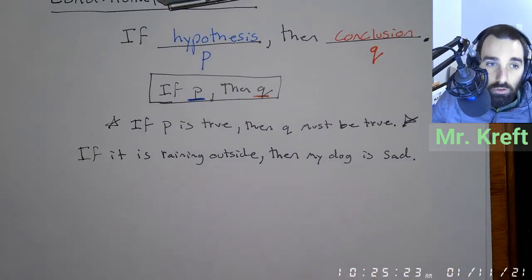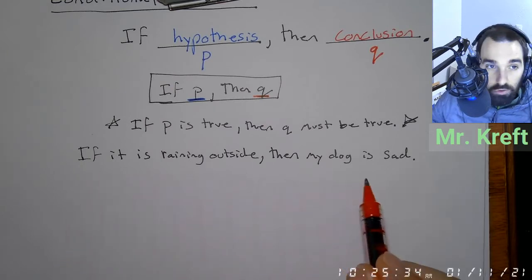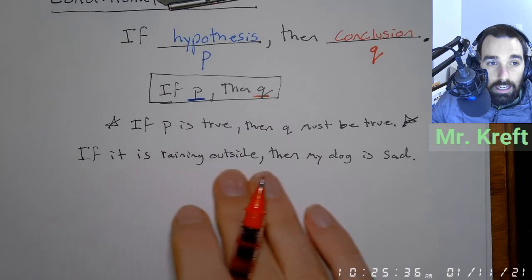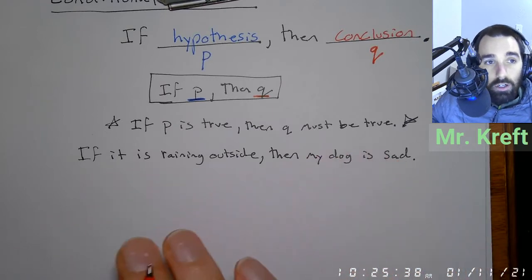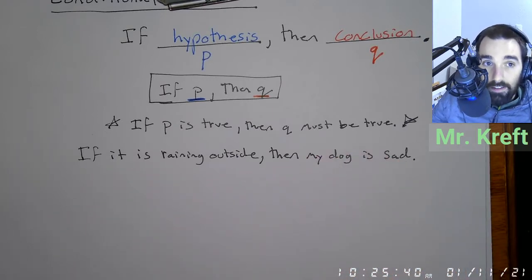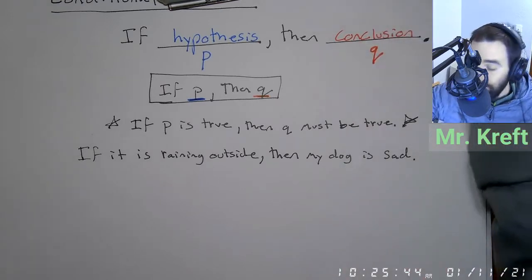Now, when you write this down, what I want you to do is underline the hypothesis and put a P, and underline the conclusion and put a Q. So here's my conditional statement. I want you to underline the hypothesis, and then underline the conclusion and label it as P and Q. We're just doing a little quick practice here.